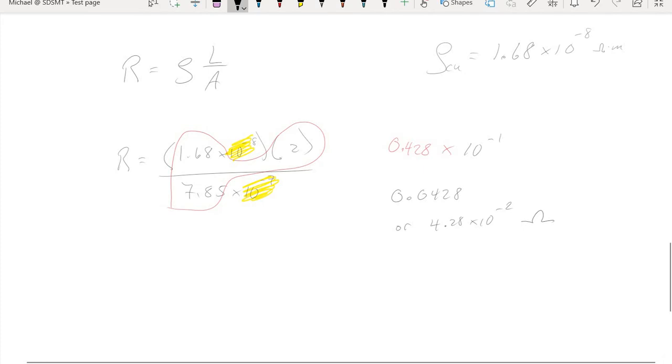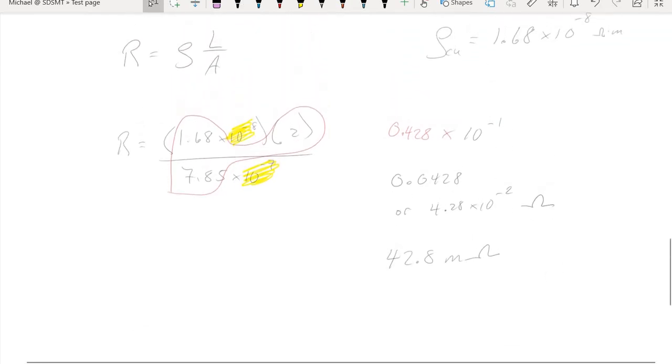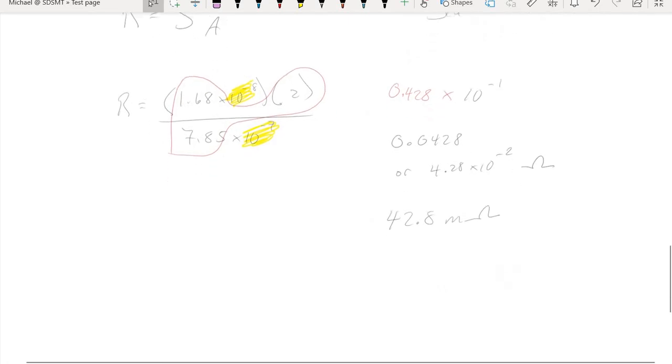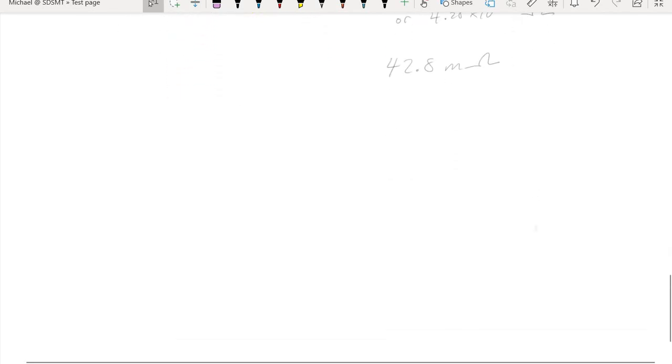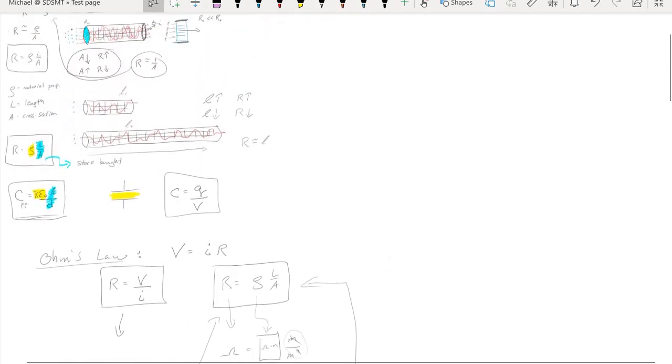So in terms of our measurements here, this would be about 42.8 milliohms for the resistance of that extension cord that we're talking about. And so that doesn't really seem like much, but for an extension cord, you don't want a whole lot of resistance, because of one of the effects of resistance as your charges are bouncing around inside these wires.